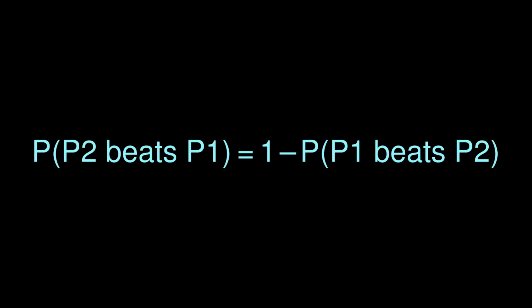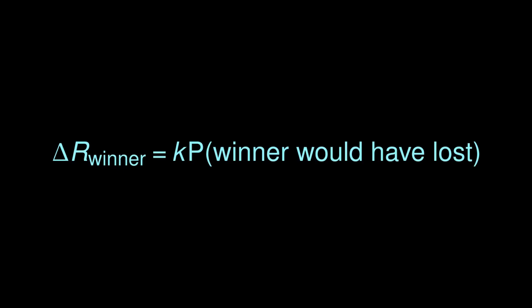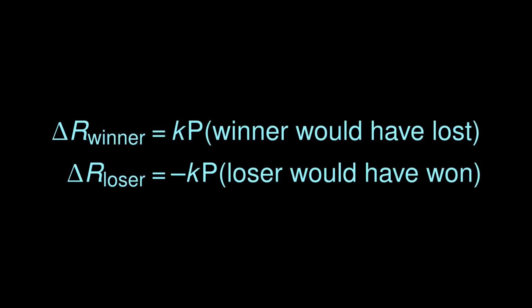When two players play a game, we update the winner's rating by adding the following to it: a positive constant k multiplied by the probability that the winner would have in fact lost. We update the loser's rating in a similar way, subtracting from it k times the probability that they would have won. These probabilities are the estimated probabilities using the previous probability formula and based on the players' current ratings.